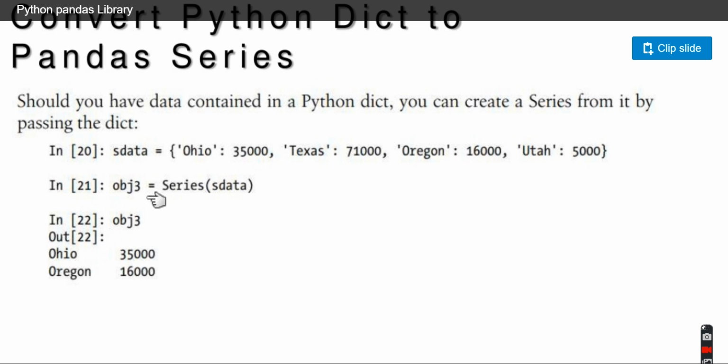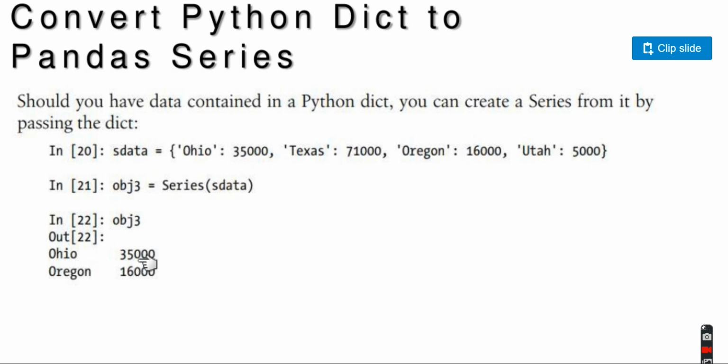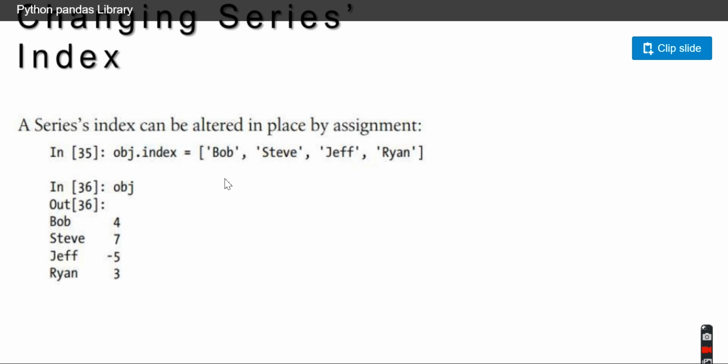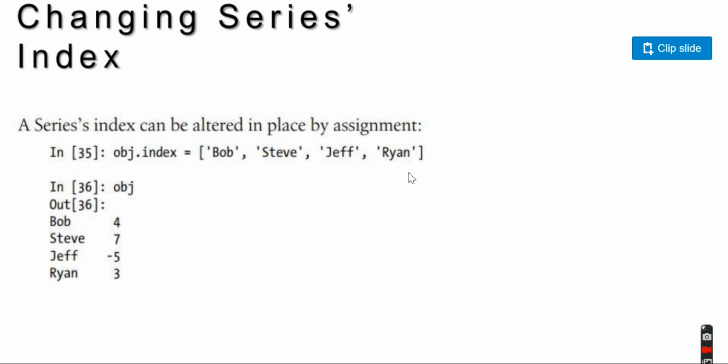Now if you are going to produce a series from this data, the output will be shown like this. The keys will be given as the index and the values will be given as values. So this is how a Python dictionary is converted into a Pandas series. This is also a single series, a single 1D array, a one dimensional array. It will have only one row. That is called a single dimensional array.